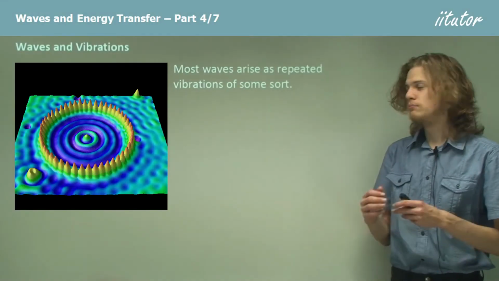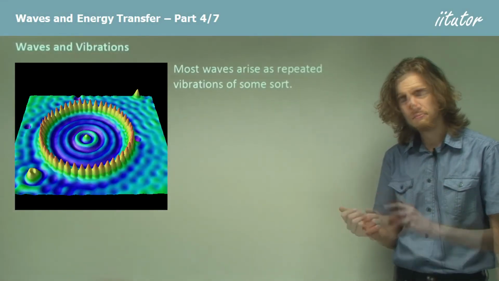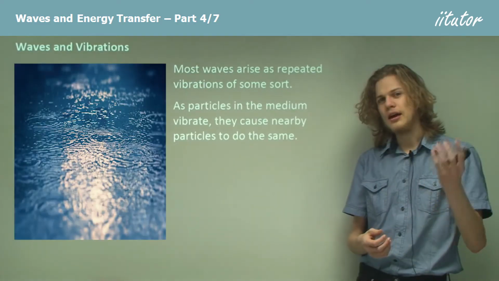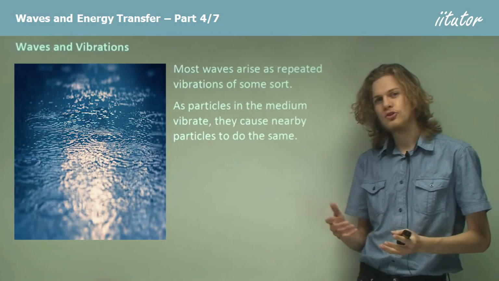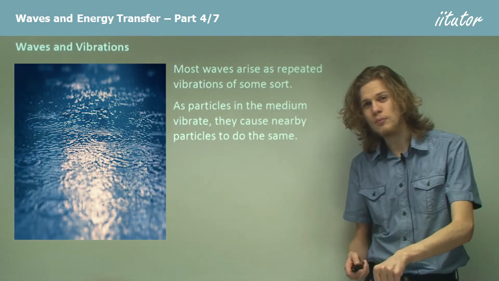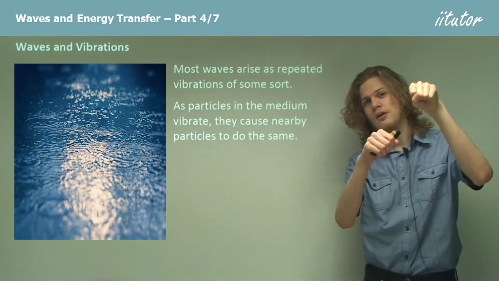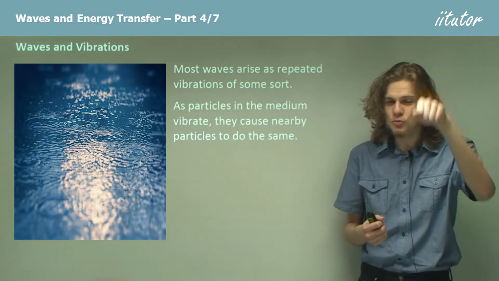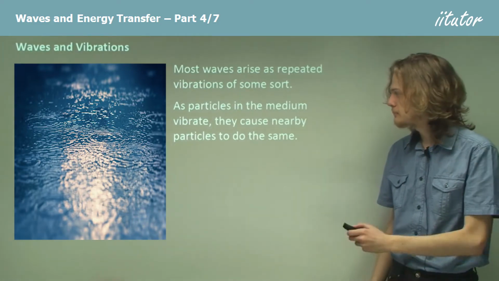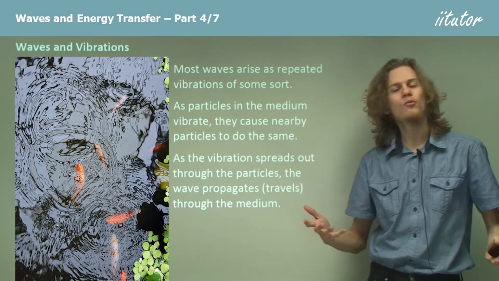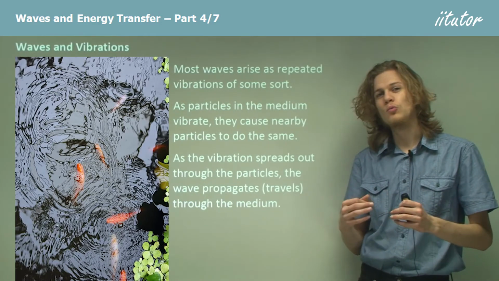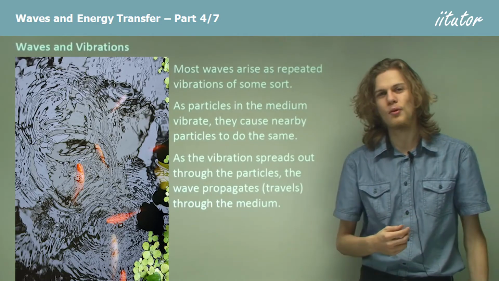Now, most waves turn out to arise from vibrations. As particles in the medium vibrate, they cause the particle next to them to vibrate. Once again, an easy way to look at this would be a string. If we see one part of the string start moving up, then it will pull the next part of the string up with it. As it moves back down, the next part of the string will move back down as well. So as the vibration spreads out, the wave propagates through the medium. Propagation is what we call it when waves are traveling through a medium or through empty space.